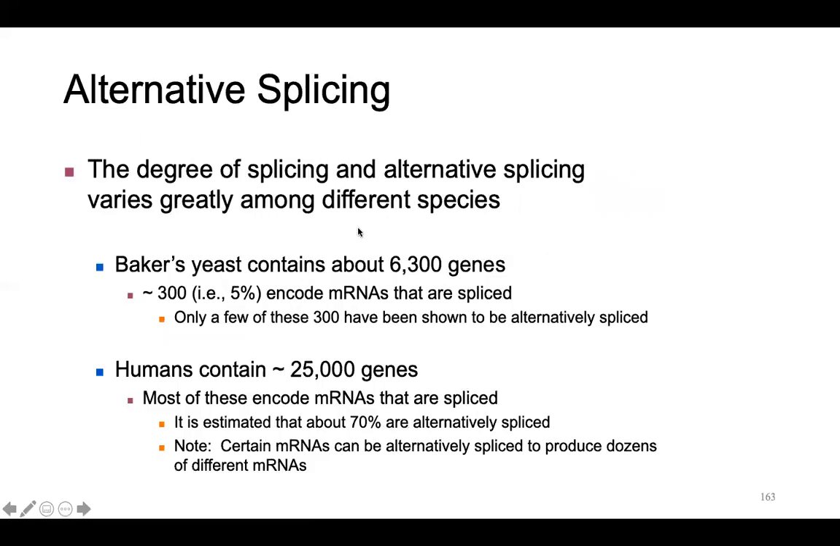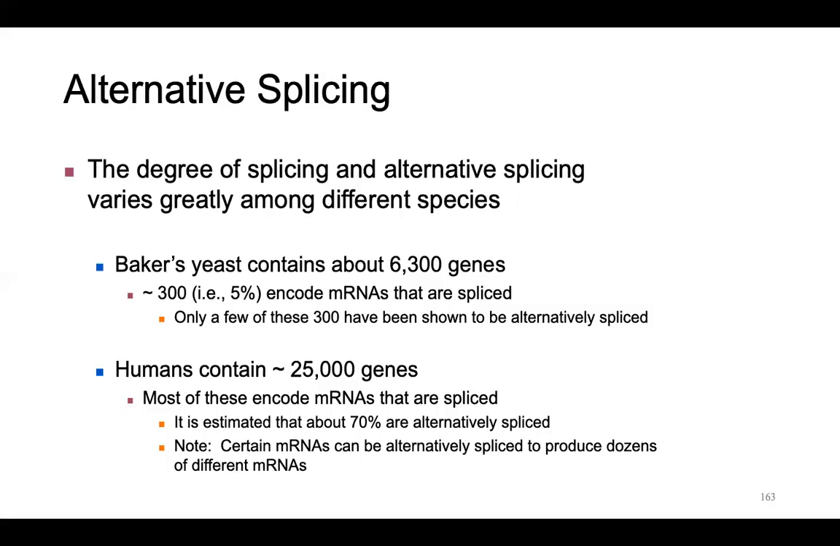Okay, so the degree of splicing and alternative splicing varies greatly among different species. Baker's yeast, also known as the Saccharomyces cerevisiae yeast, contains around 6,300 genes, and around 300 of those genes encode mRNA that are spliced. Only a few of these 300 have been shown to be alternatively spliced.